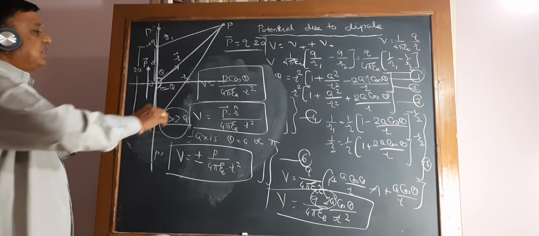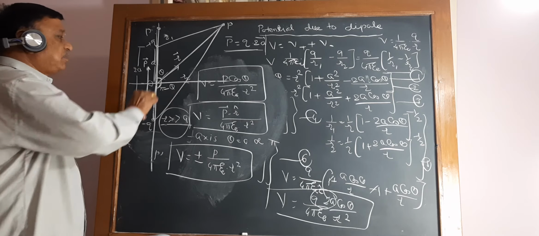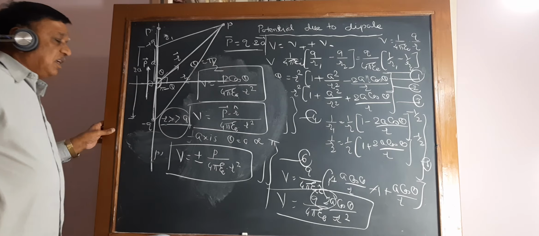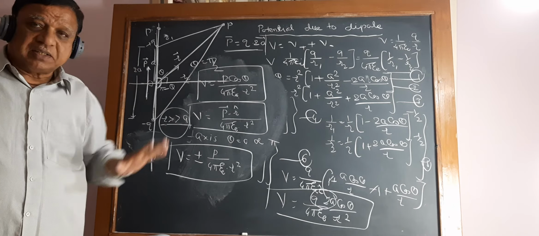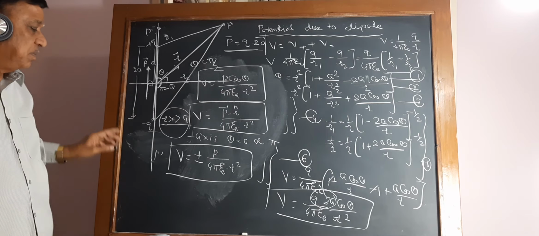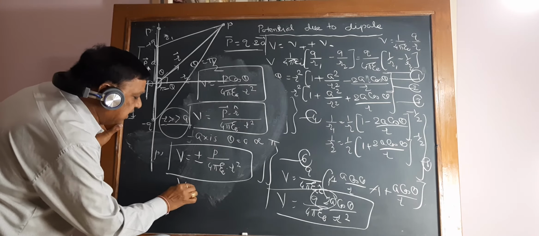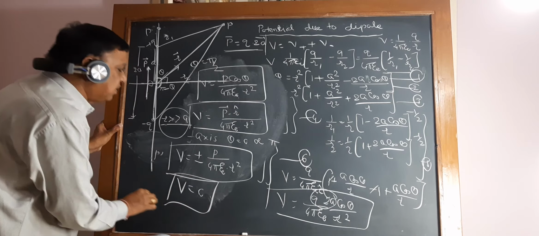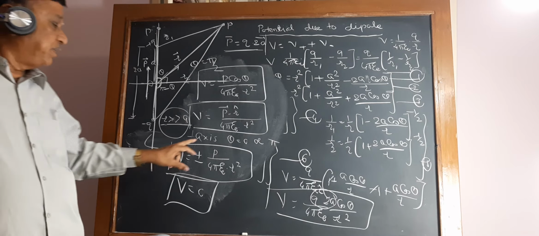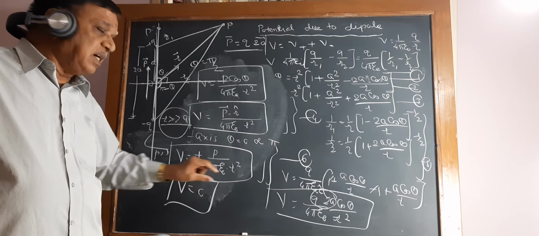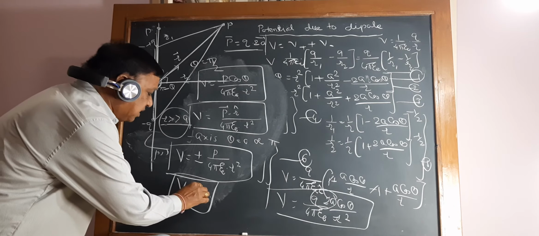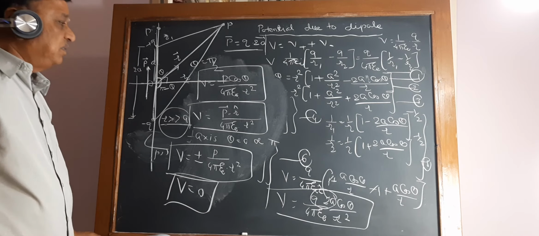Now if lying on the equator, then theta is pi by 2. Then p cos pi by 2 means V will be 0. On the axis, V equals plus or minus p upon 4 pi epsilon 0 r square, and V equals 0 on the equatorial plane or equator.